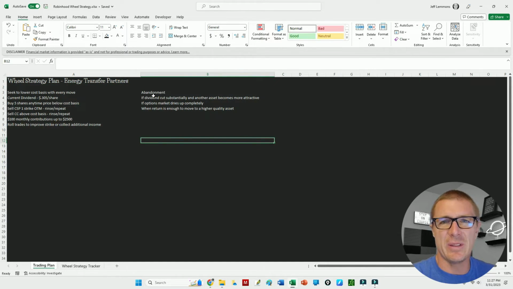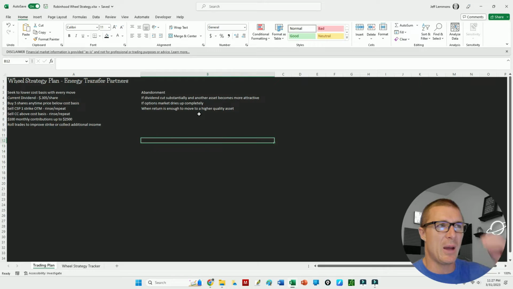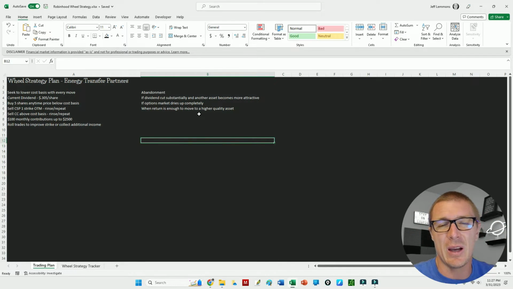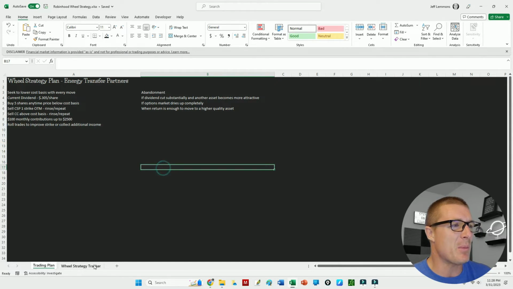Now, there are a couple of extenuating circumstances that would cause me to abandon Energy Transfer Partners and possibly look for another candidate. I may do that at any point anyway, but these are going to be some deal breakers for this particular position. If the dividend cuts substantially and another asset becomes more attractive, well, if they cut the dividend substantially, now I'm not making the income that I really want on this asset. It makes more sense to go out in the market and find something else that is more desirable at that time. If the options market dries up and I'm not able to sell covered calls or cash secured puts, obviously that kills the wheel strategy where it stands. It's not the most liquid options market at the moment. Another trigger is when return is enough to move to a higher quality asset. So that's my plan at this moment.